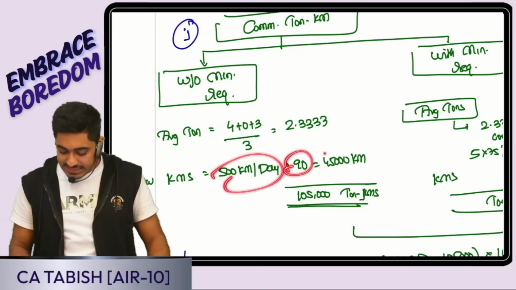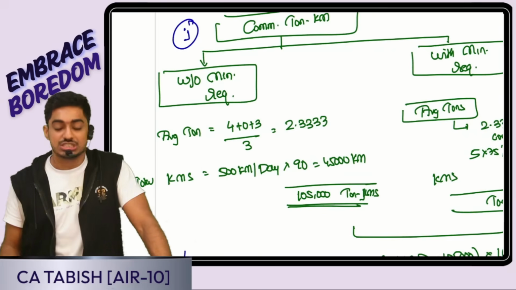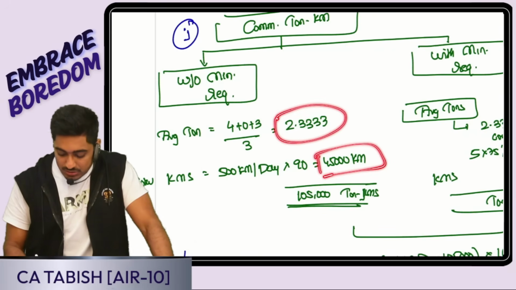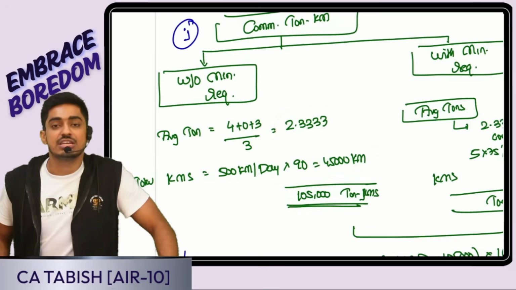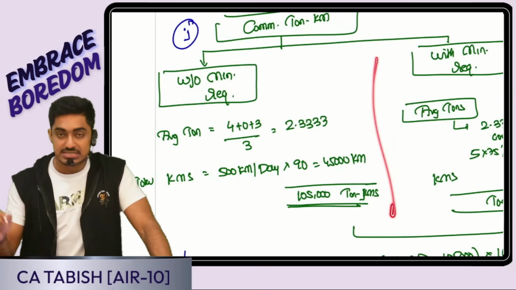That way for 90 days, it comes to 45,000 kilometers. That means what is my total commercial ton kilometer? It is going to be 2.3333 into 45,000. It comes to 1,05,000 ton kilometers. Yes or no, everyone? Basic calculation of commercial ton kilometer. I hope you guys are clear.